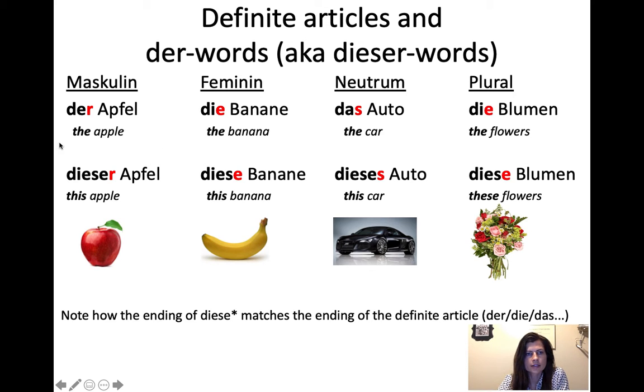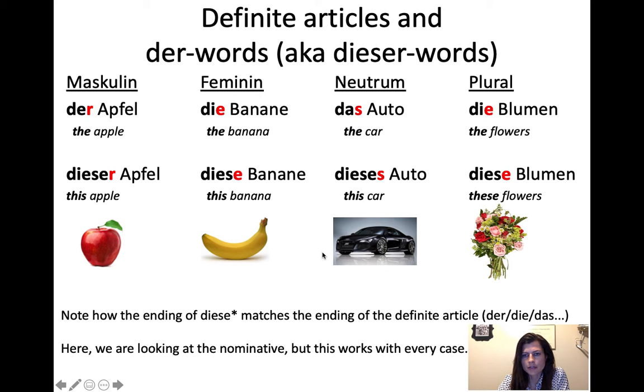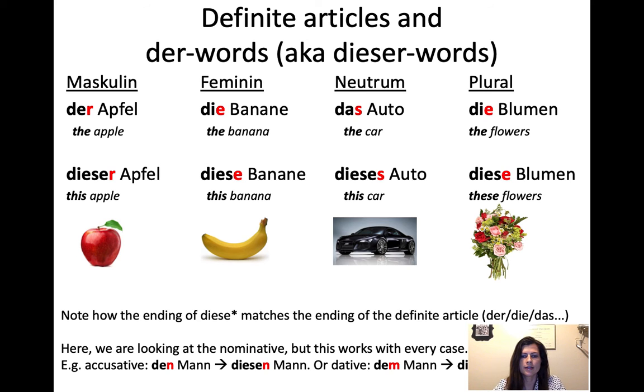Notice how the ending of diese plus ending matches the ending of the definite article. So der, die, das. Der Apfel, dieser Apfel. They match. Die Banane, diese. Das Auto, dieses Auto. And here we're looking at the nominative, but it'll be the matching ending in every case. So if you had den Mann, it would then be diesen Mann. Or if it were in the dative, dem Mann, it would be diesem Mann. It would just match that same ending.